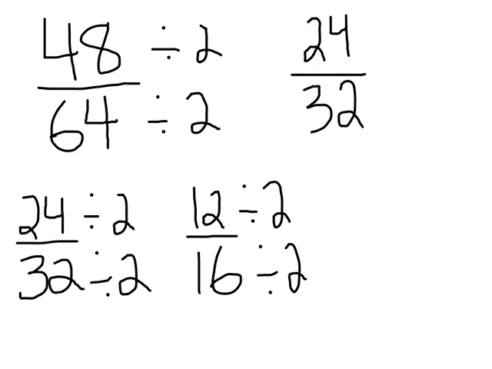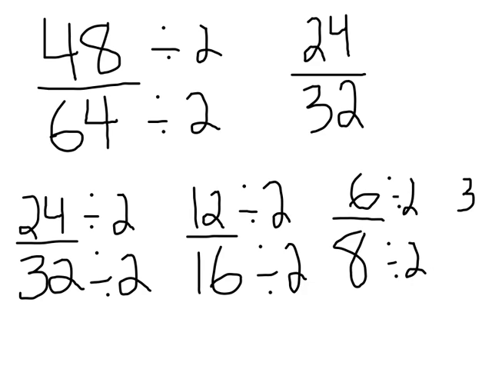12 divided by 2 is going to leave me with 6, and 16 divided by 2 is going to leave me with 8. Now, believe it or not, these numbers are still not in simplest form, so I'm going to divide by 2 one last time. 6 divided by 2 is 3, and 8 divided by 2 is 4. Now I'm asking myself, is there any number I can count by to get to both the numerator and the denominator? Well, I can count by 1's to get to 3, and I can count by 1's to get to 4, but that's it. So this is the most simplified form.